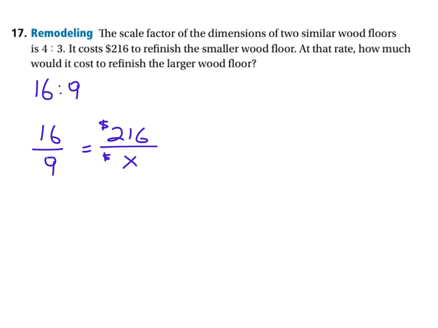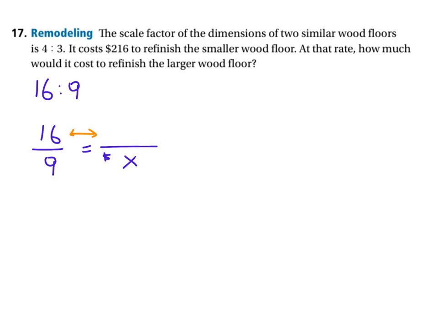See what I did wrong? Somebody catch my error? It says the smaller wood floor costs $216. And where did I put it? I accidentally put it across from the bigger. And it can't go across from the bigger. It's got to go across from the smaller because it says it's the smaller wood floor.